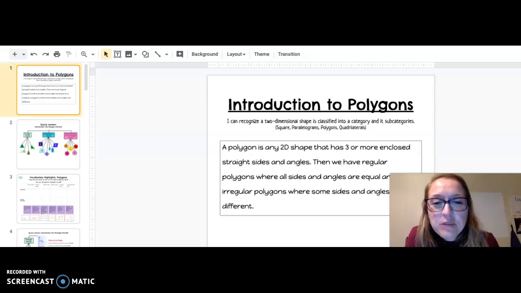Hey, fifth graders! We are going to start the week off strong by starting to talk about polygons. So our goal for today and tomorrow is recognizing two-dimensional shapes and classifying them into categories and subcategories.